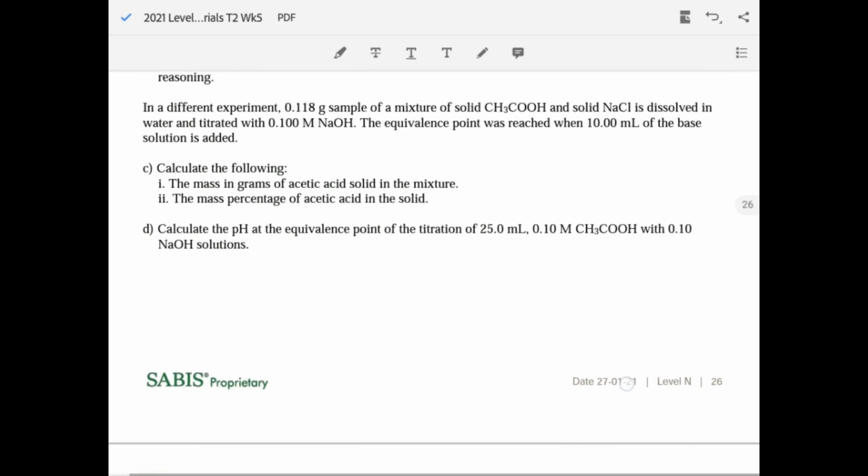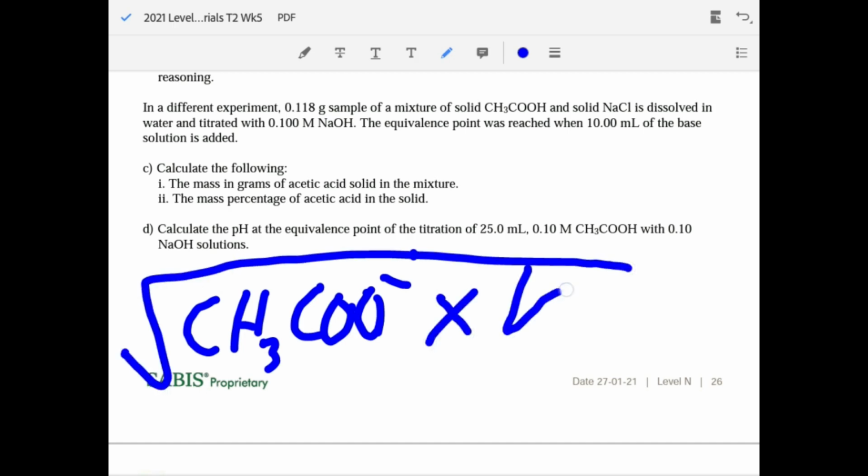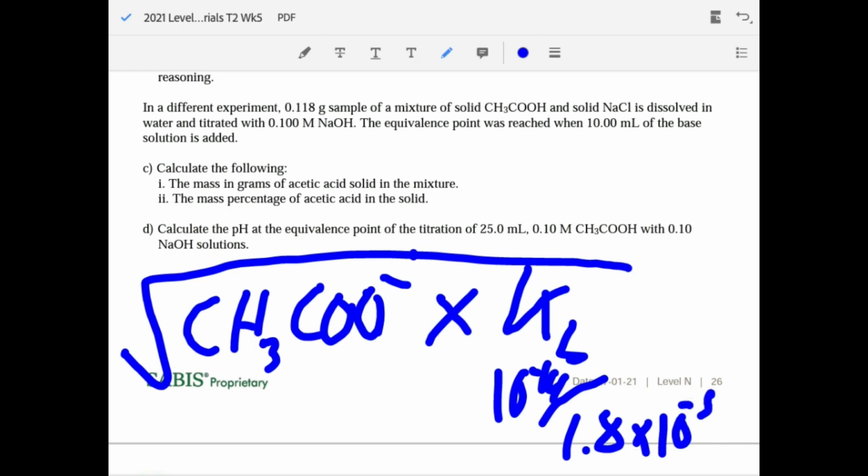And let's see, calculate the pH at the equivalence point of 25 milliliters of 0.1. It's simple, it's like the first one. You calculate CH3COO minus, and then square root of that times Kb, because of dissociation, this is releasing OH minus, then you use the OH minus to calculate pH. Now Kb is 10 power minus 14 over 1.8 times 10 power minus 5. CH3COO minus, you use it from this. It reacts properly, so you get all of it.